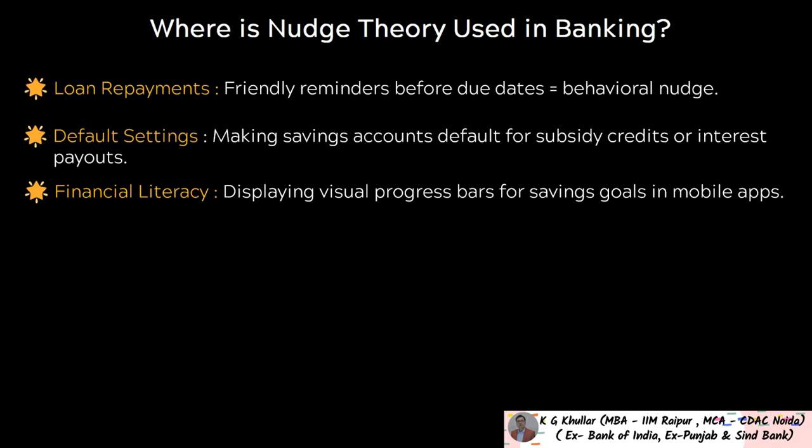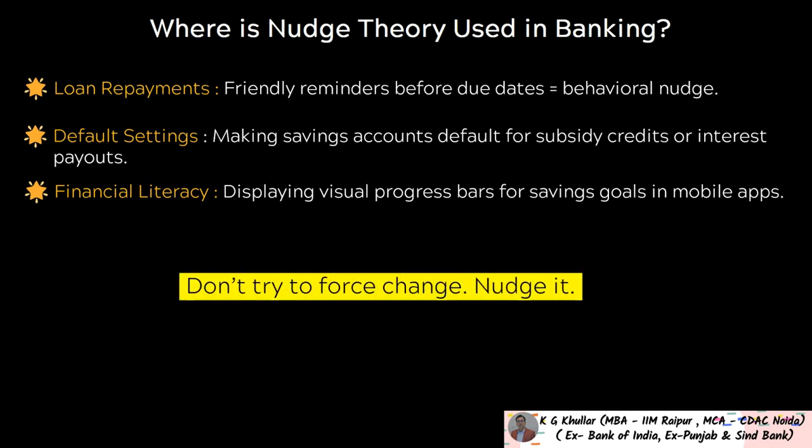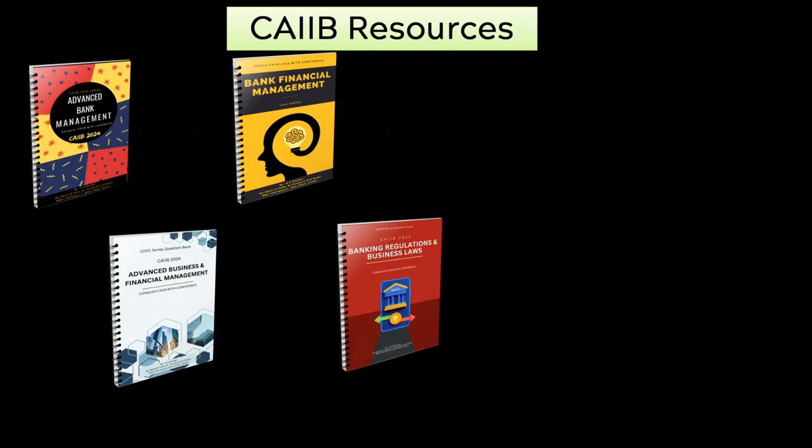So friends, nudge theory is all about making financial habits feel natural. So in short, don't try to force change, nudge it. Whether you are managing a branch, helping your customer, or launching a new product, apply the simple principle, that is, make the right decision the easy decision. Friends, with this I hope the nudge theory is clear to you. Next we will move on to the ADKAR model.